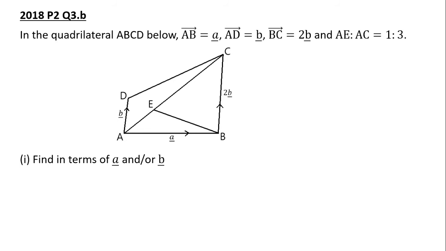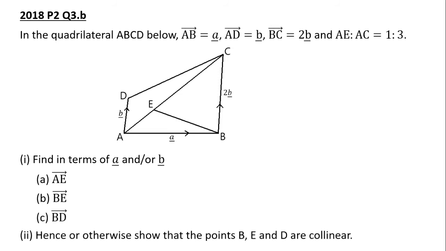2018 is saying in the quadrilateral ABCD below, vector AB equals A, vector AD equals B, vector BC equals 2B, and AE to AC equals 1 to 3. Find in terms of A and B, vector AE, vector BE, vector BD, hence or otherwise show that the points B, E and D are collinear.